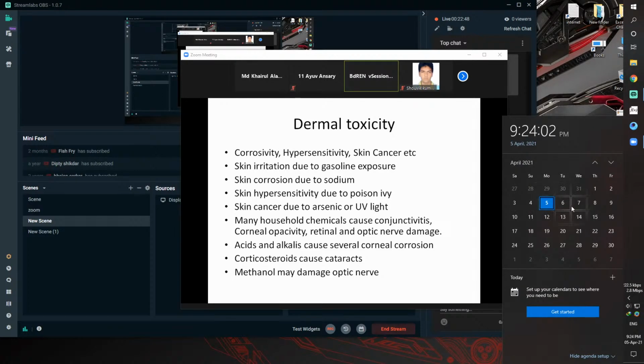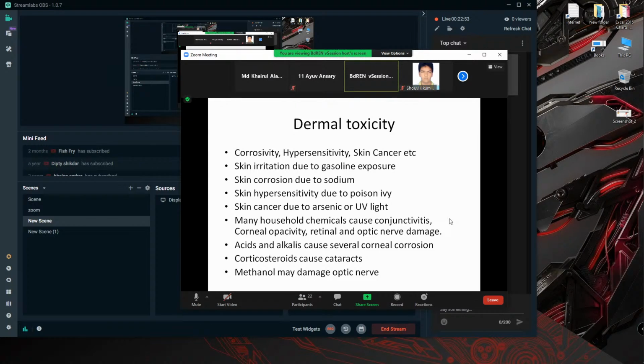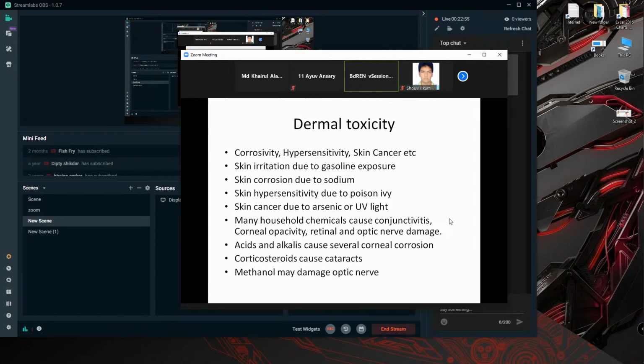So you have in the laboratory many acids, sulfuric acid, hydrochloric acid, many caustic soda, many alkalis you will find in the lab. If it goes to your eye, it can damage. Corticosteroids can also create cataracts. It is a kind of chemical. It can cause permanent damage.